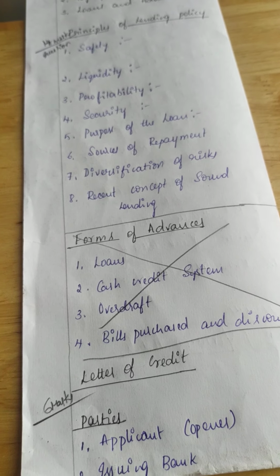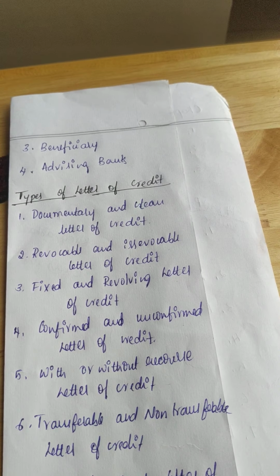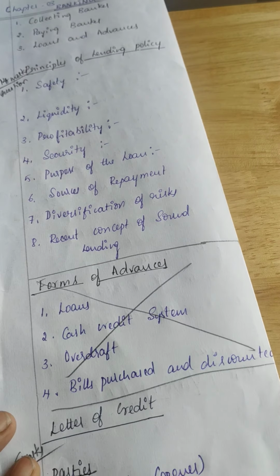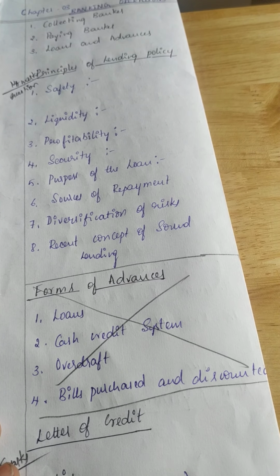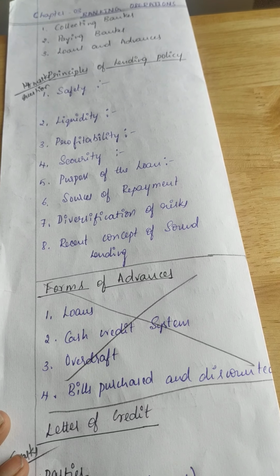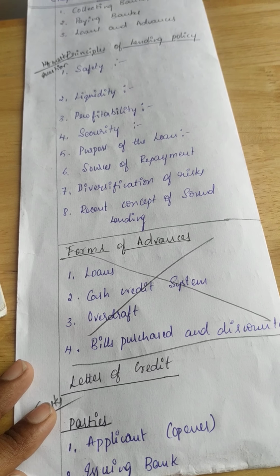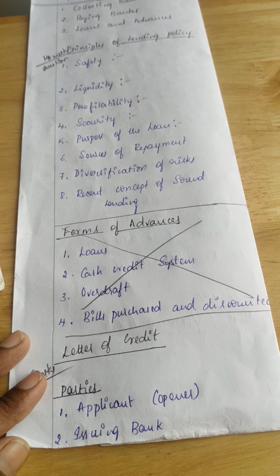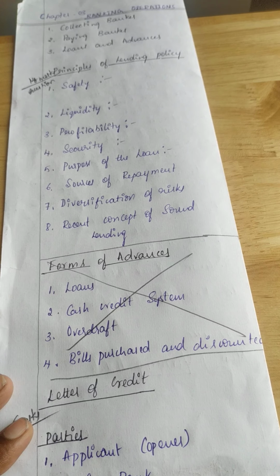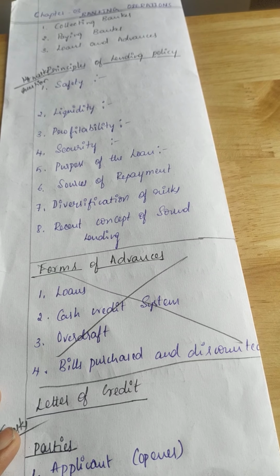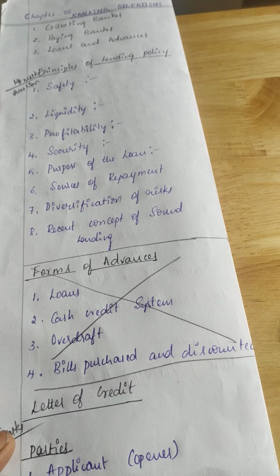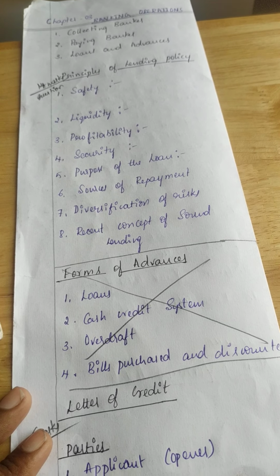First one is applicant, second one is issuing bank, third one is beneficiary, fourth one is advising bank. So first one is applicant. Applicant is nothing but the buyer of goods. That means the person on whose behalf the letter of credit is opened on the basis of his instruction is called an applicant. Second one is issuing bank. Issuing bank is nothing but the bank which issues the letter of credit and undertakes to make payment to the beneficiary on surrender of documents, that is called an issuing bank.